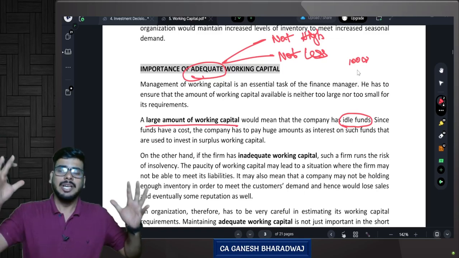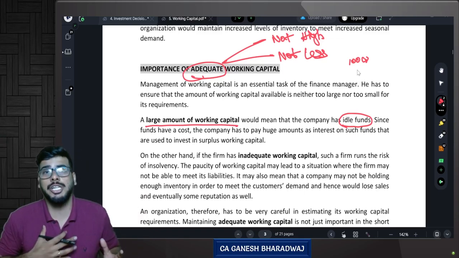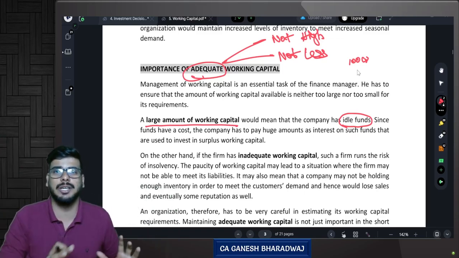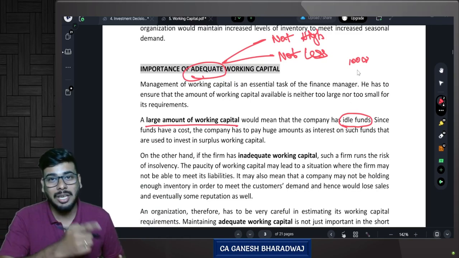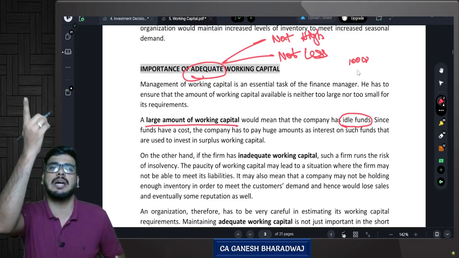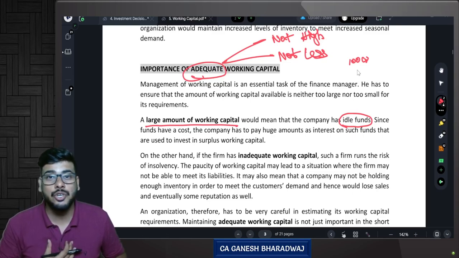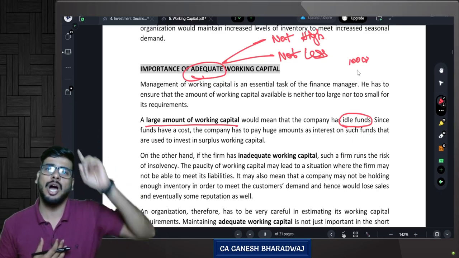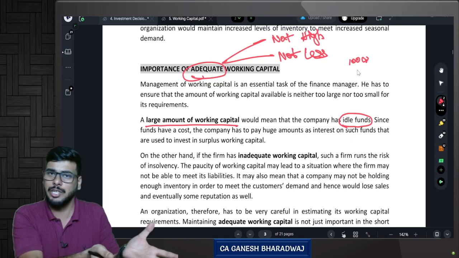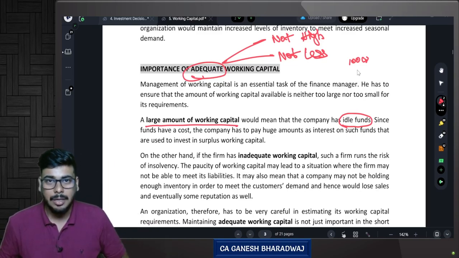Now, let us say I want to be more cautious and I borrow more and I have more working capital. You tell me, the cost that comes for financing this working capital will now increase for me. That is a huge burden. So I should not have high working capital because the funds are blocked in my business. It remains idle. Sir, then if we have less working capital, what will happen?